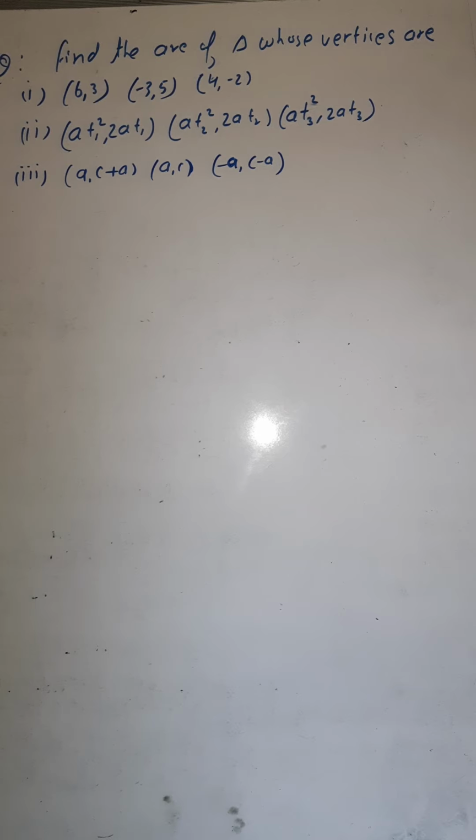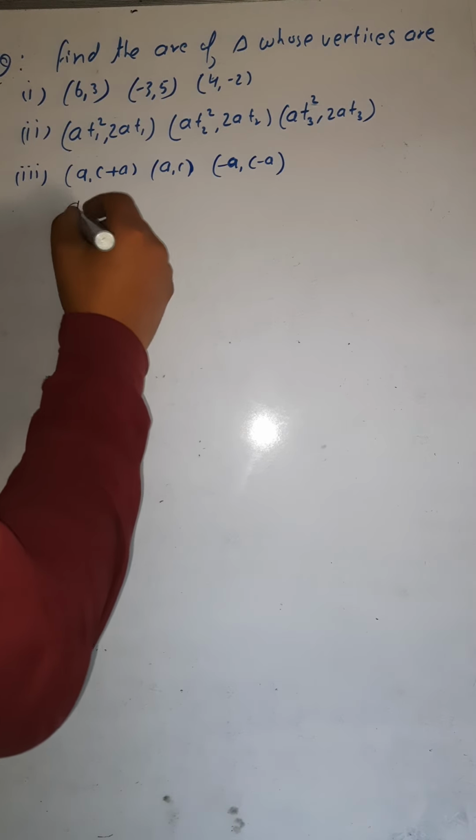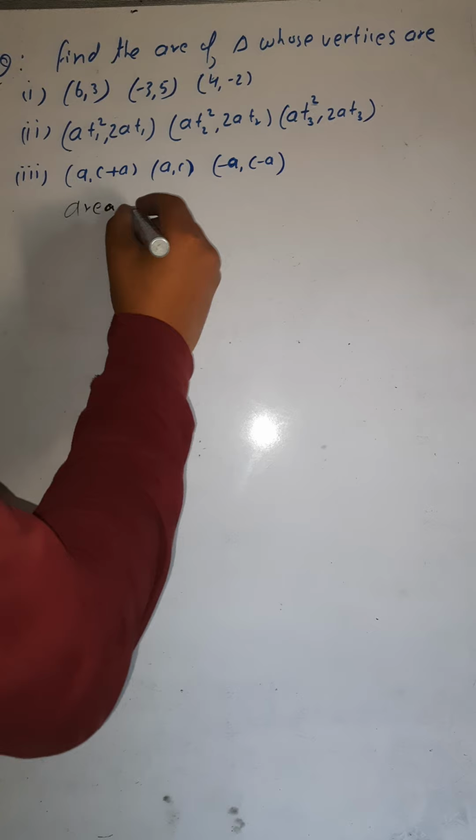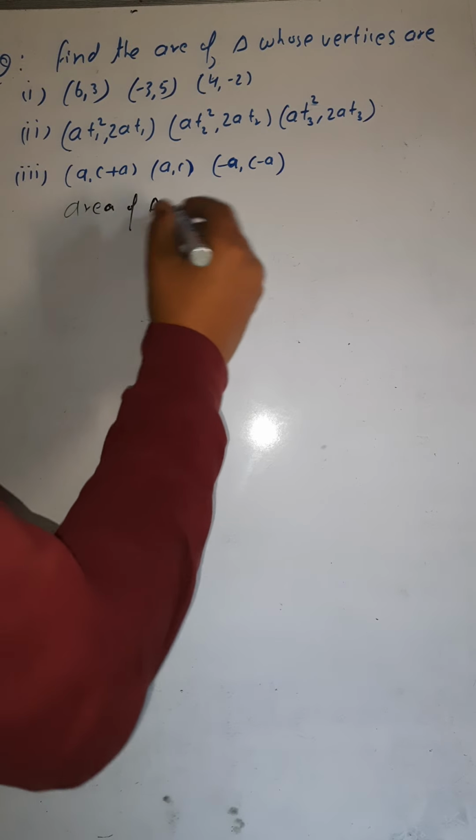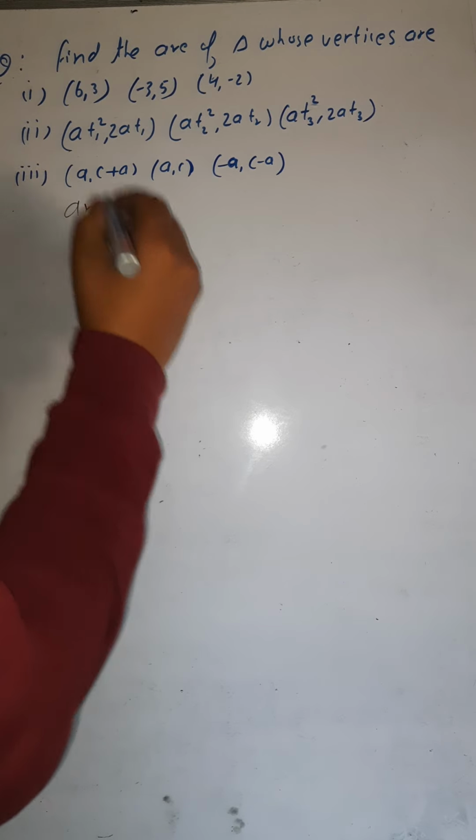Okay, so if the vertices are given and you have to find out the area of the triangle, we have a formula for that, in case the vertices have been given to us. So you can write here: area of triangle. The formula is 1 by 2.